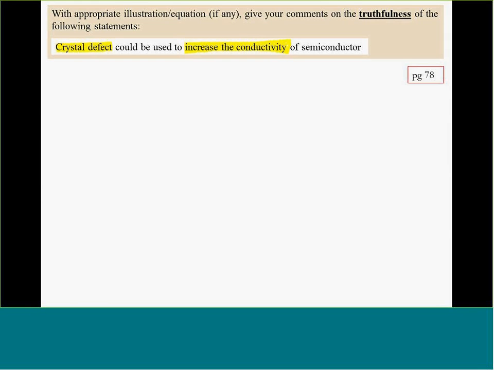I guess you know that doping is a form of crystal defect. But what exactly is doping if you talk about it in terms of crystal defect? Of course, yes, most of you know that it's something to do with doping, and doping will increase the conductivity. But what I've asked is that you need to give your comments. When you just say doping, what is your comment about doping being able to increase the conductivity of the semiconductor? You should include an explanation.